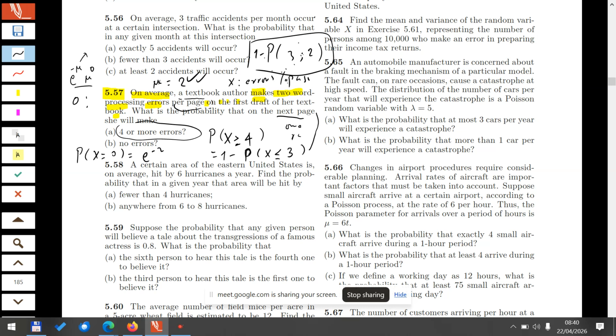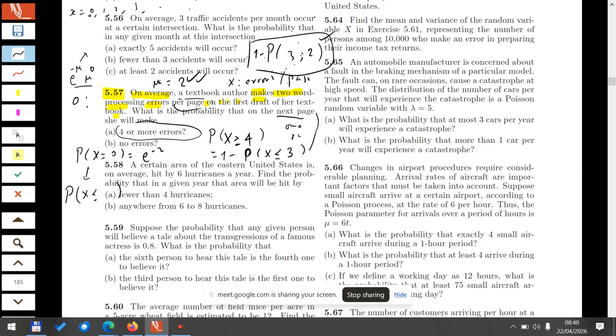How about doing it this way? How can I express this in terms of a CDF? So it will be P of x less than or equal to, tell me. That requires you to know the range of values of x. So in the Poisson process, what are the possible values of x? 0, 1, 2, and so on, right?